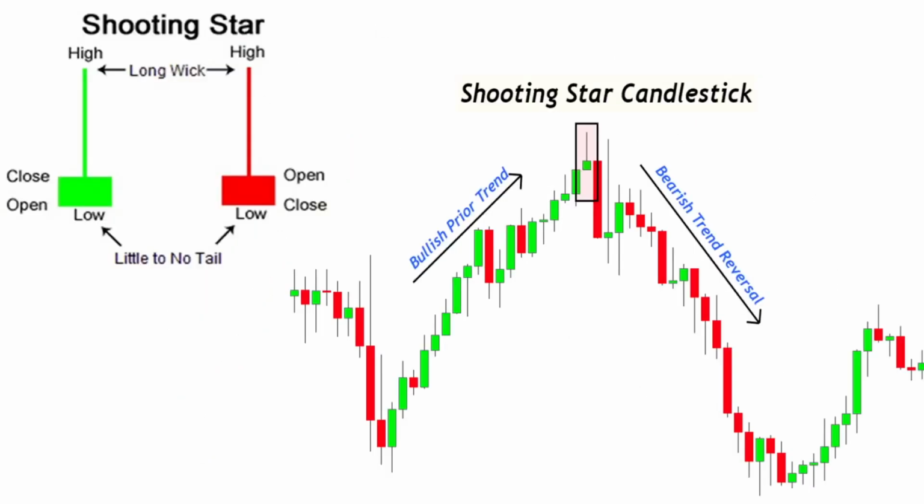Shooting star. The shooting star is the same shape as the inverted hammer but is formed in an uptrend. It has a small lower body and a long upper wick. Usually the market will gap slightly higher on opening and rally to an intraday high before closing at a price just above the open, like a star falling to the ground.